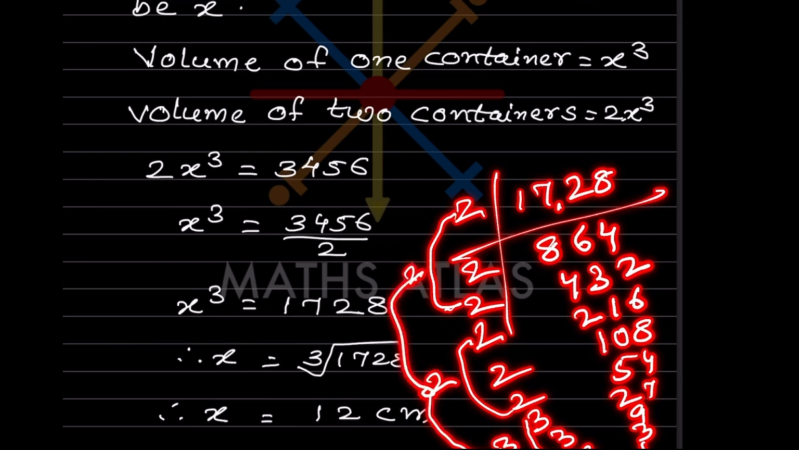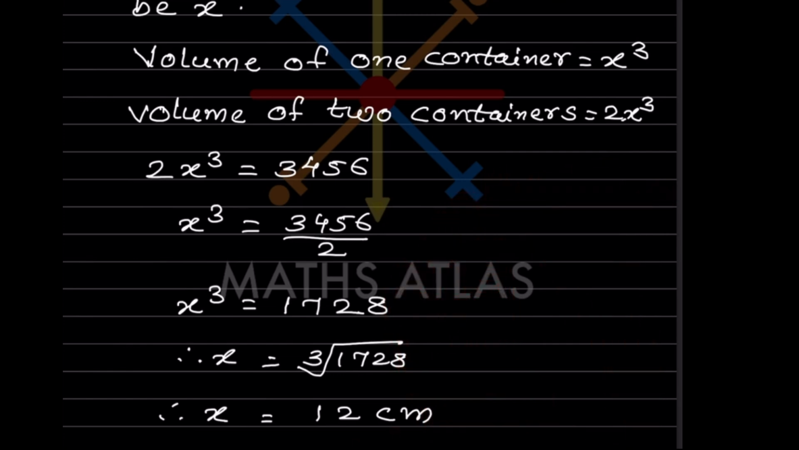Hope you got this, how to take, you know, the prime factorization method. So you will do it. And then whenever, because it is a cube root, we have to make a group of 3. If it is square root, you will make a group of 2. So hope you got this one. So you have to take this number only once. So that is going to be, x will be 12 centimeter.